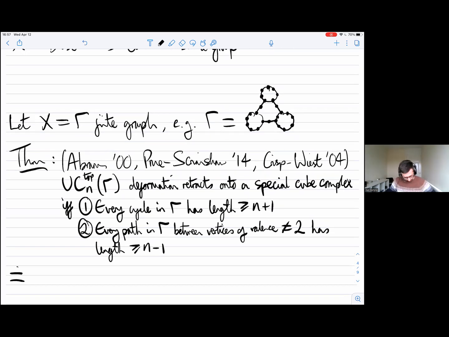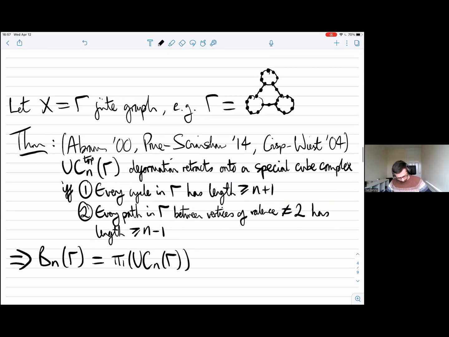So the upshot of this is that any graph braid group is the fundamental group of a special cube complex. We're going to denote our special cube complex by UCN of gamma. This is also called the combinatorial configuration space. This is no longer a purely topological object, because we do care about the valence 2 vertices now, but we can always arrange so that gamma satisfies these conditions, and then we have the deformation retraction onto this cube complex.